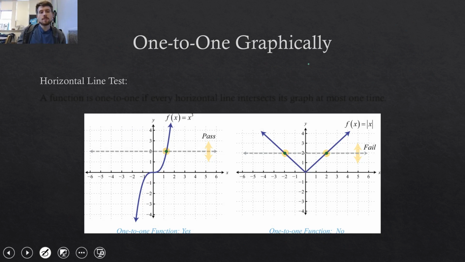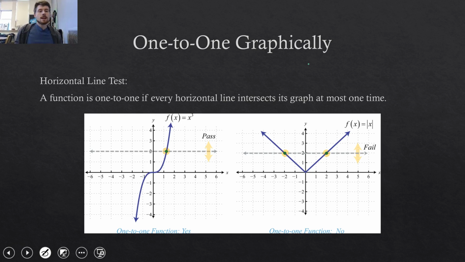And the way to determine if a function's one-to-one graphically is called the horizontal line test. It's similar to the vertical line test, except the vertical line test tells you if it's a function or not. The horizontal line test tells you if it's a one-to-one function, okay? So in order for it to be a one-to-one function, it's got to pass both the vertical line test and the horizontal line test.